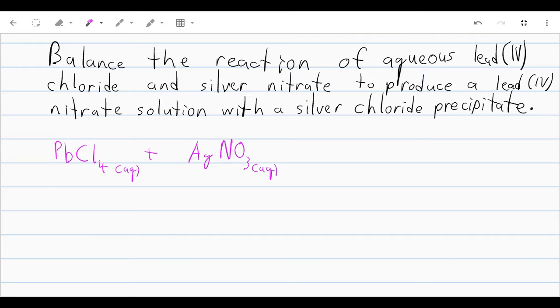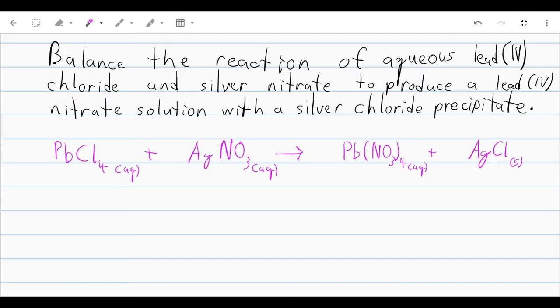It is also aqueous. They are reacting to form lead-4 nitrate. We see this as a solution, so it will be aqueous as well. Pb bracket NO3 bracket 4. And we also have a silver chloride precipitate. And that will be solid.